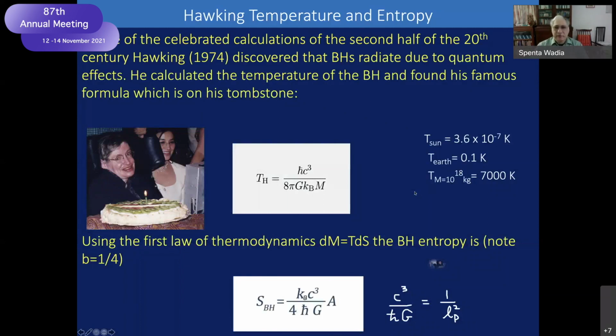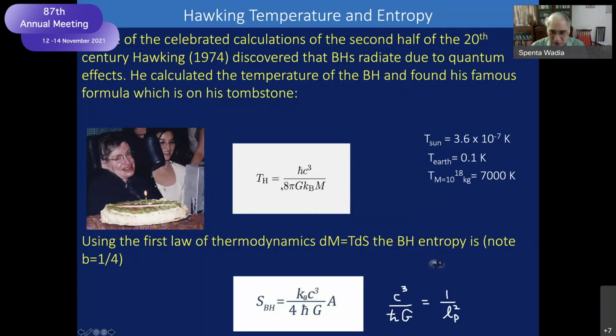Okay, so in one of the celebrated calculations of the second half of the 20th century, Stephen Hawking discovered that black holes radiate due to quantum effects. He calculated the temperature of the black hole and found his famous formula, which is on his tombstone. So here is a picture of Hawking celebrating his birthday during his visit to the Tata Institute in Mumbai on the occasion of Strings 2001.